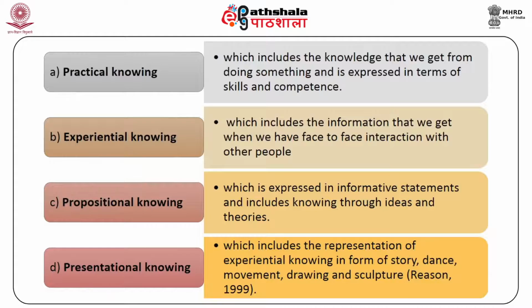There are 4 different types of knowledge that form a research cycle in cooperative inquiry. A. Practical knowing, which includes the knowledge that we get from doing something and is expressed in terms of skills and competence. B. Experiential knowing, which includes the information that we get when we have face-to-face interaction with other people.